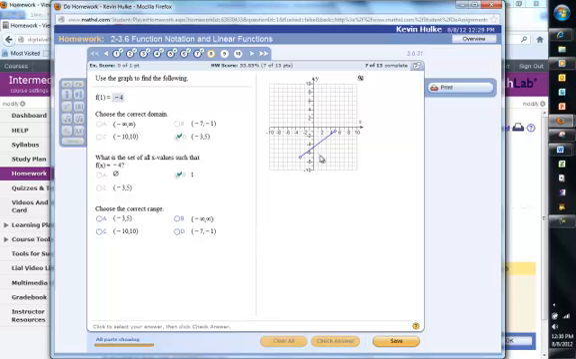Okay, choose the range. Range goes from negative 7 up to negative 1, not including those two. All right, number 9.